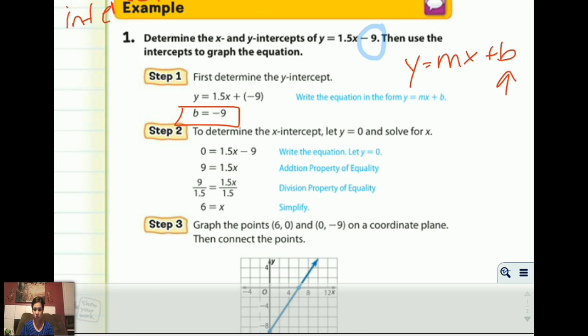Now, it says to use the intercepts to graph the equation. Well, I know my y-intercept. I don't know my x-intercept. Okay? But think about what's happening. If it is where it crosses the x-axis, the only way you'll ever get a point along the x-axis is if you haven't moved up or down on the y. So all along the x-axis, my y is 0. So if I want to know where my line crosses the x-axis, I have to set my y equal to 0.